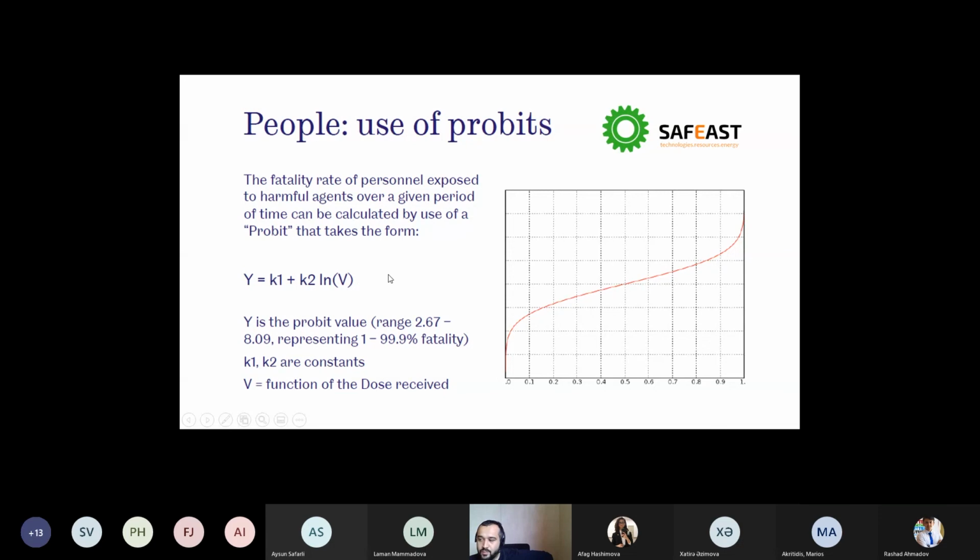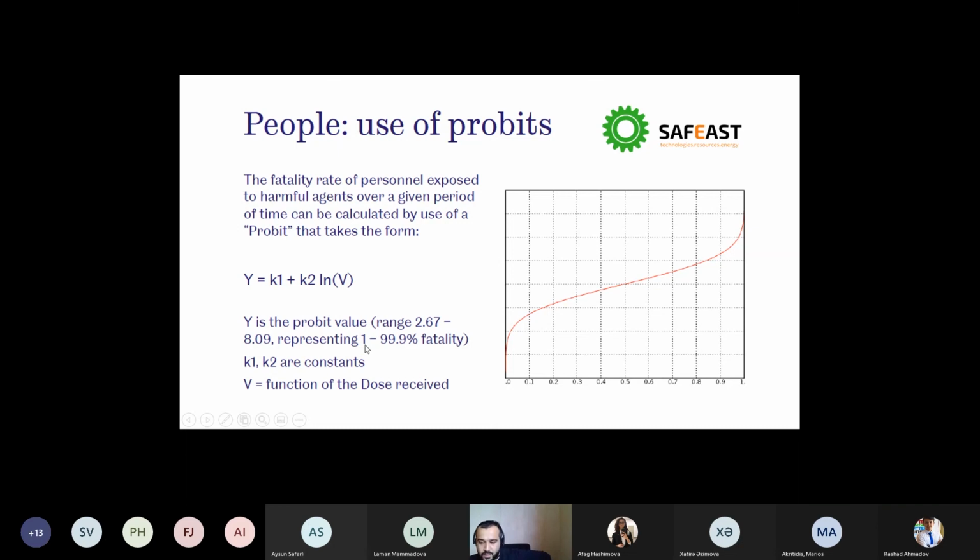So when you do all your source term consequence modeling, and when you have got the outcome, you put this function of dose received into your probit formula, to understand what will be the physical outcome. For example, if you do this calculation and you identify that this Y value is 9, it means that obviously anyone there will be dead. So if there are 10 people, the 10 will be dead. And if this value is less than 2.67, say it results in 1.98, it means there is almost no chance of fatality.